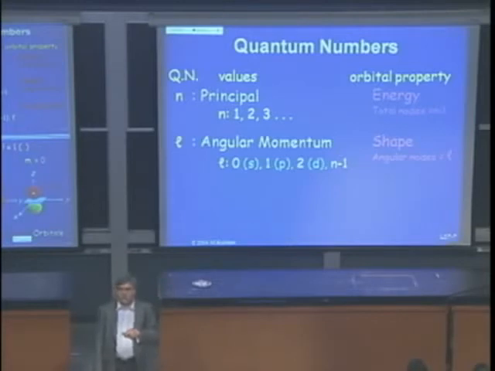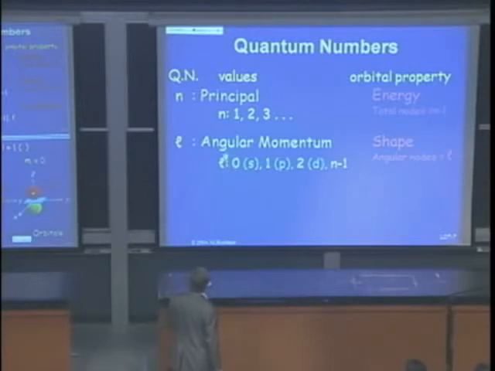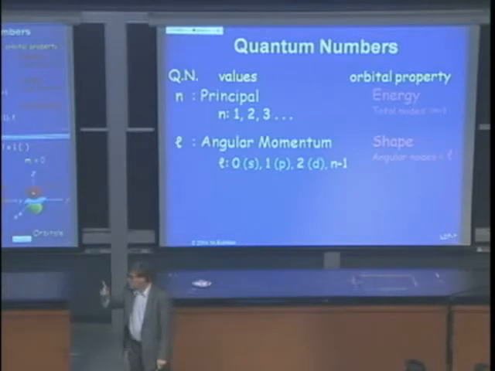So what does that mean? So we have the secret language again. When we talk about the angular momentum quantum number, if it's 0, we call that orbital an s orbital. Okay? When I say s orbital, you always know L equals 0. When I say p orbital, L equals 1. This gives you a certain shape. When I say d orbital, L equals 2.